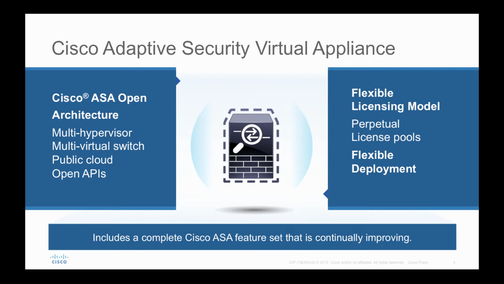Currently, there are two license models supported: perpetual license and creating a license pool using smart licensing. It lets you purchase licenses in bulk and assign licenses to virtual appliances using a token number.